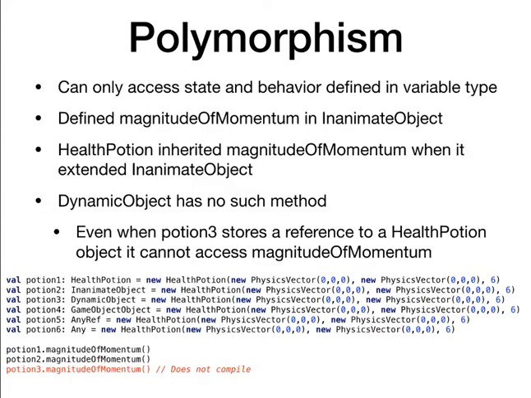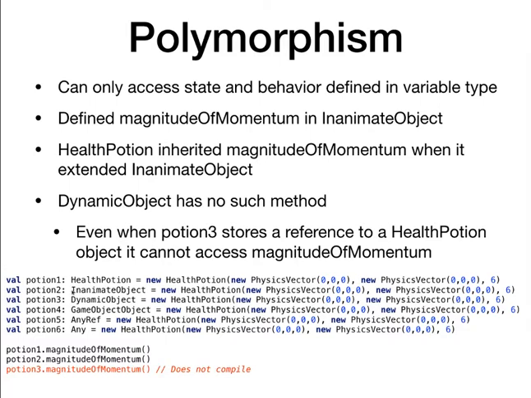So one limitation of this is that we can only access the state and behavior of an object that matches the variable type in which it's stored. So when we have potion 1 stored in a variable of type health potion, we have access to everything that's defined in the health potion class, everything that's defined in an inanimate object, everything that's defined in a dynamic object, game object, any ref, and any. We have all of that, every single piece of content that's part of that health potion class. We have access to it so long as it's not private or otherwise restricted access.